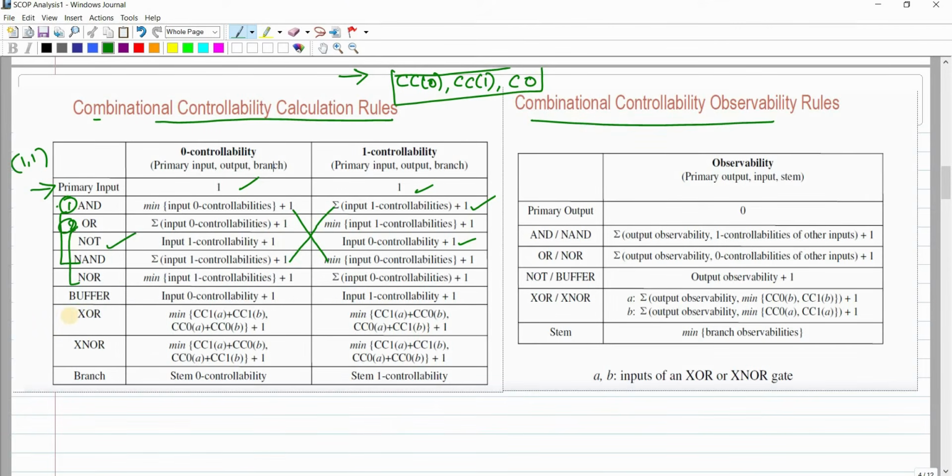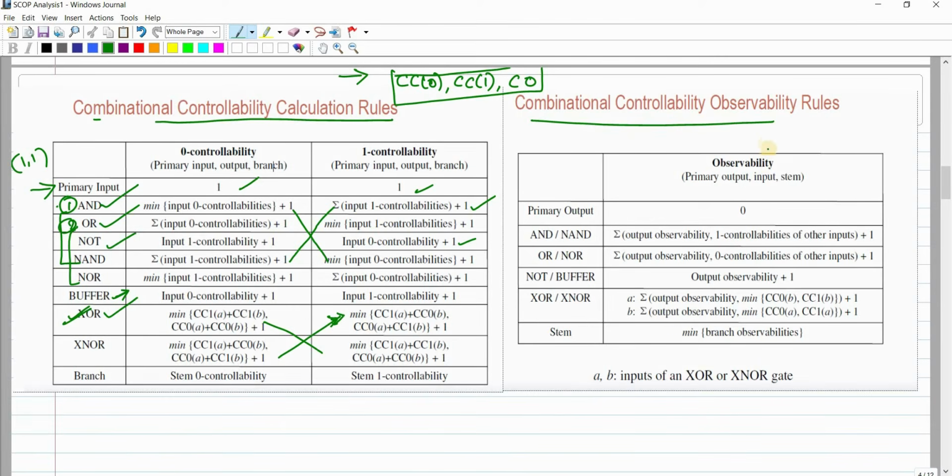Another thing we have to remember is the XOR gate. For 0 controllability, the formula is the minimum of CC1 of A plus CC1 of B, comma, CC0 of A plus CC0 of B, plus 1. For 1 controllability, there is a formula too. If you remember, XNOR is just the opposite. If you remember the AND gate and OR gate, you can remember all these steps. The buffer is not that important.